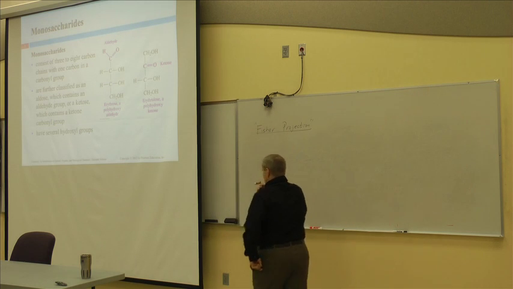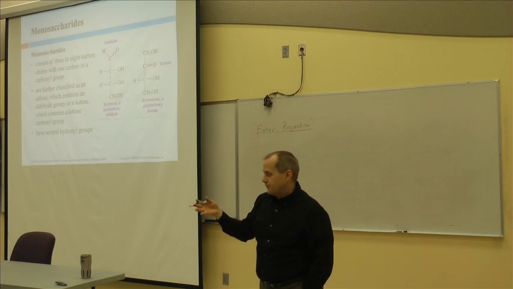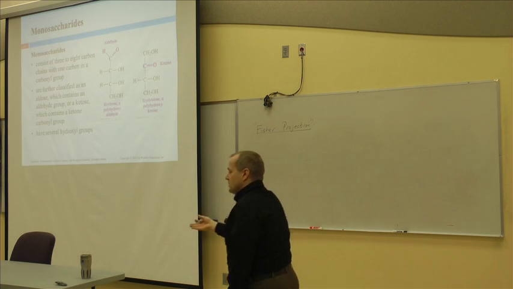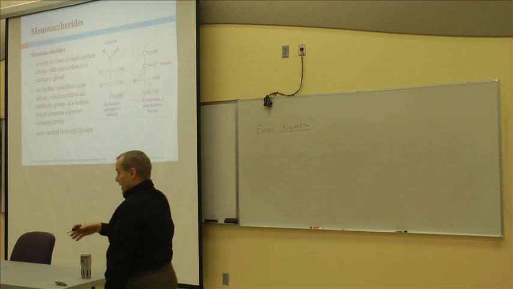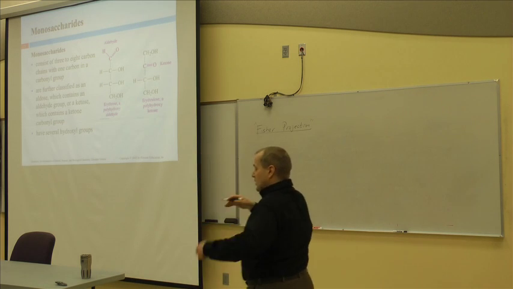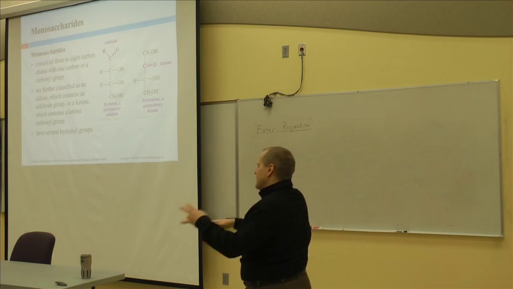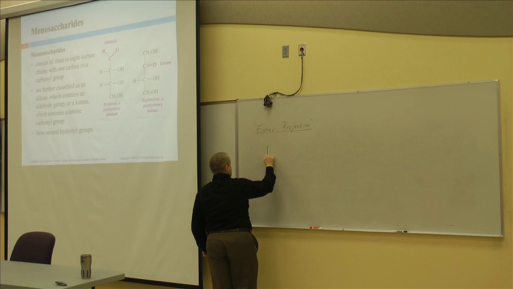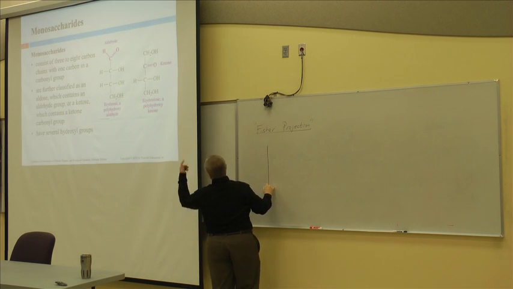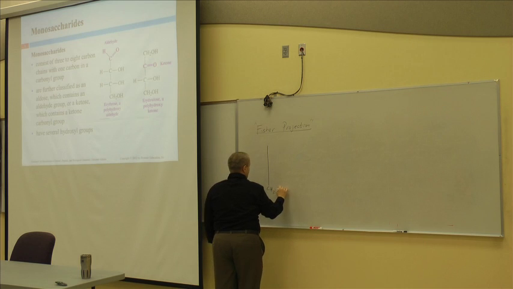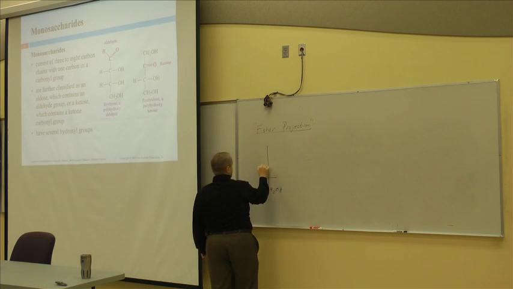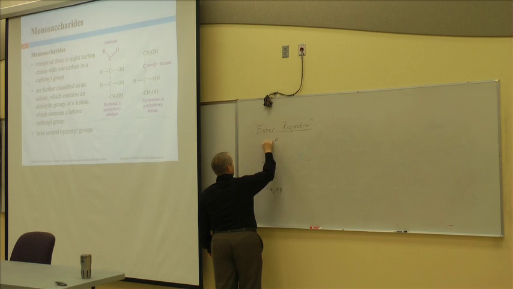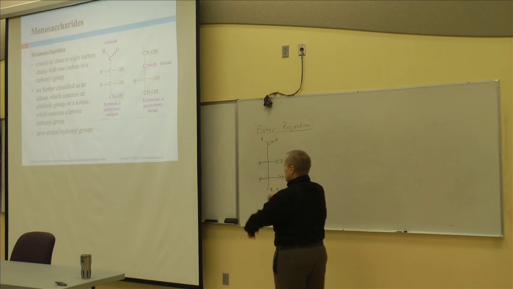A Fisher projection. When we look at a sugar, sugars have many carbons, many hydrogens, and many oxygens. They have a lot going on, and to look at one can sometimes get a little bit confusing. So what we do is we use what's called a Fisher projection. I'll draw one, then I'll explain what you're looking at. OH on both sides. OH. That's a simple Fisher projection.